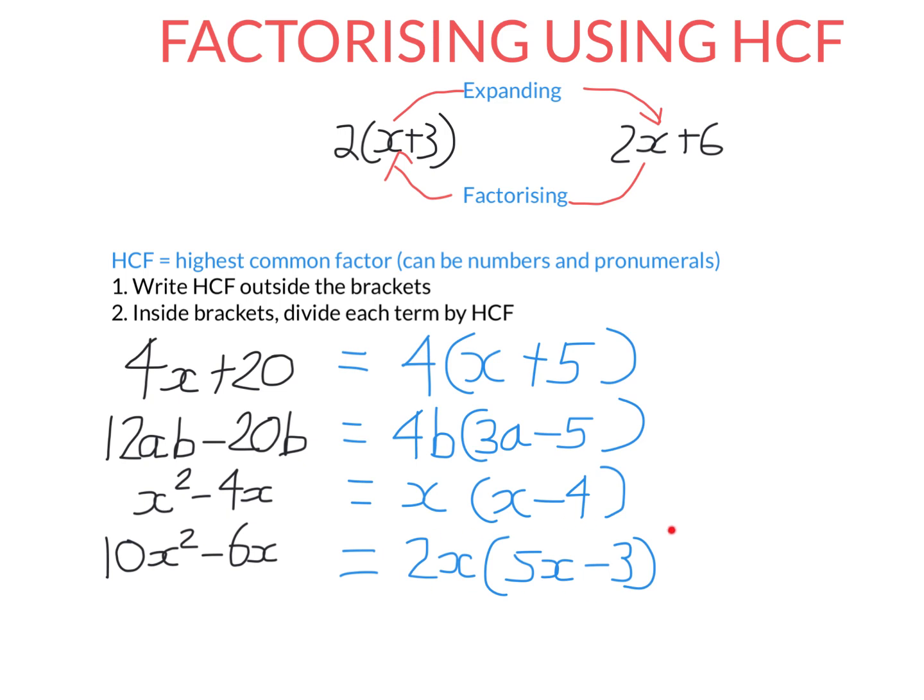So once again, if I expand this using the distributive law, 2x times 5x is 10x squared. 2x times negative 3 is negative 6x. If I expand this, I get this, because expanding and factorising are just opposites of each other.